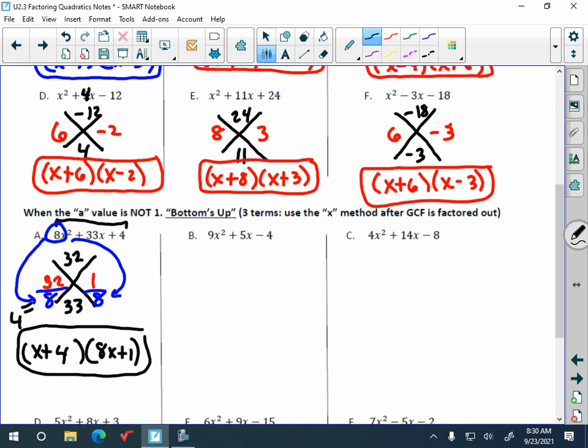All right, so let's go ahead and do b. So again, we'll multiply the first and last together. That's negative 36. 5 is on the bottom. So two numbers that multiply to negative 36 but add to 5. 9 and 4? Yeah. So it's going to be 9 and negative 4, because they have to add to positive 5.